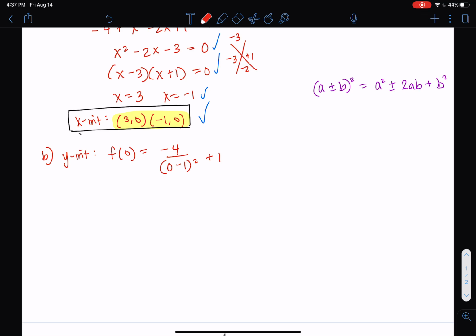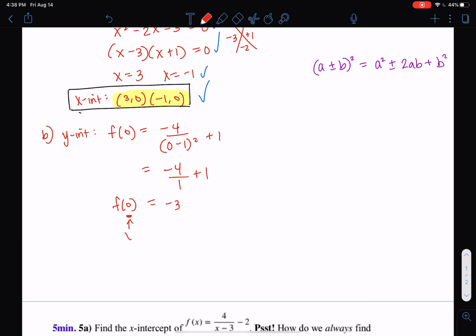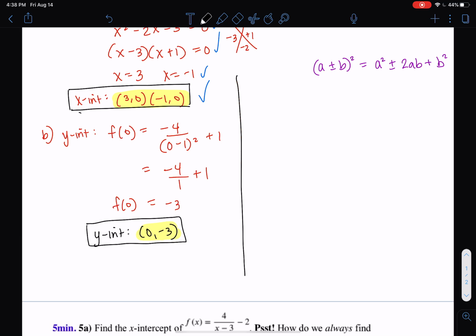Cool, we just have to simplify this. So that's going to be negative 4 over negative 1. 0 minus 1 is negative 1, squared is positive 1. And then this becomes negative 4 plus 1, which is negative 3. Easy peasy. So when we set x equal to 0, our y value was negative 3. So our final answer here is a y-intercept of (0, negative 3). And we're done there. Let's move on to part C.